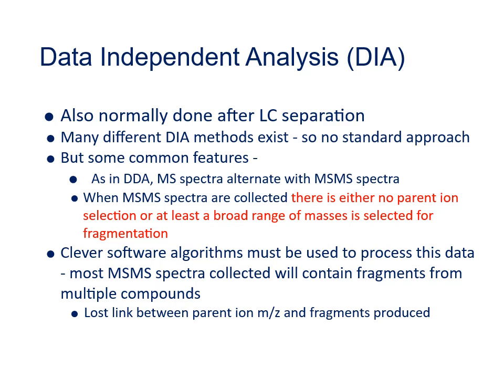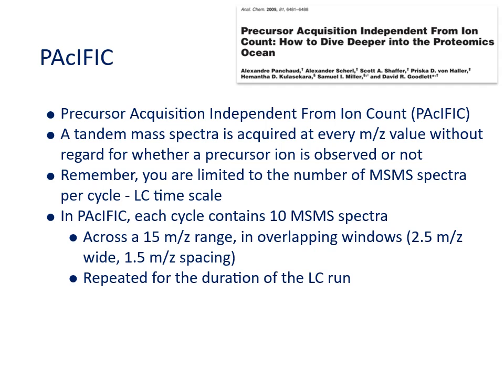So we'll now go through two different data-independent analysis methods. These are PAcIFIC and MS. PAcIFIC stands for Precursor Acquisition Independent from Ion Count, and it was developed in the Goodlett lab in the late 2000s. In PAcIFIC, a tandem mass spectrum is required at every mass to charge value, whether or not a precursor ion is observed. In fact, no survey mass spectra are actually recorded in this technique at all.